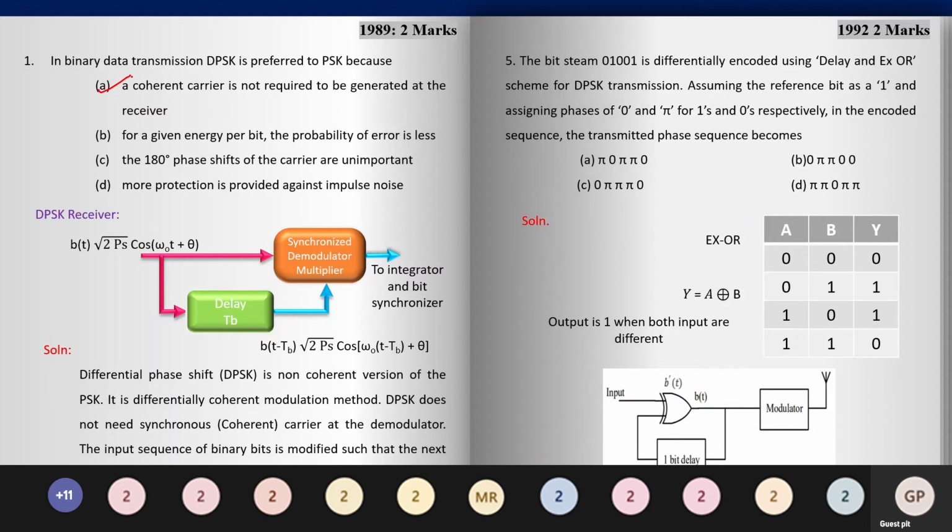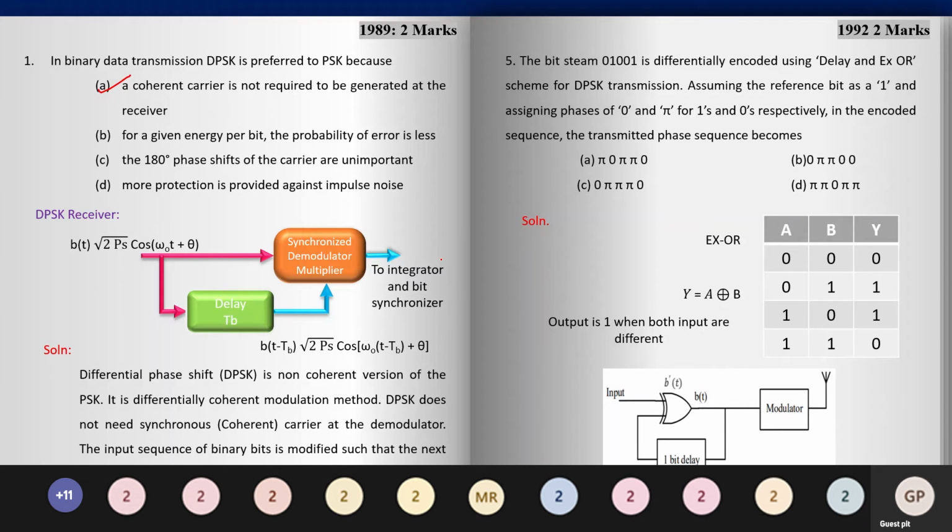Whatever carrier is used at the transmitter will not be used at the receiver. As you can see, this is the receiver diagram. Here no separate local oscillator is used, because based on the oscillator you can reproduce the same carrier that is used at the transmitter side. But here, out of the receiving data, we're going to delay it and synchronize and demodulate to get the final output.